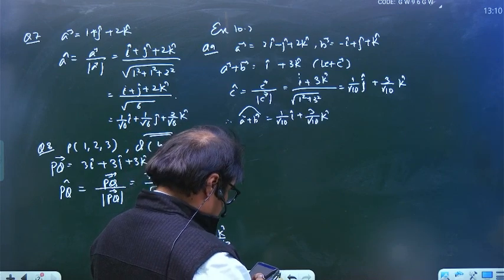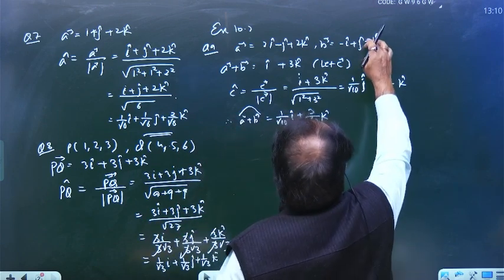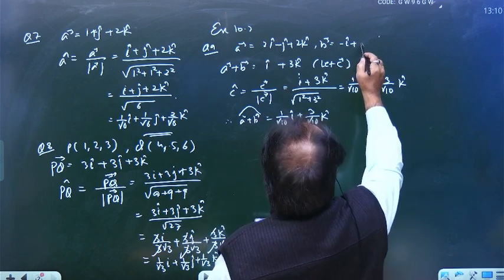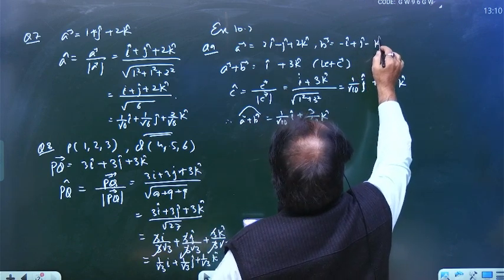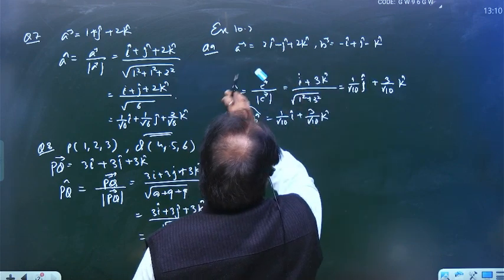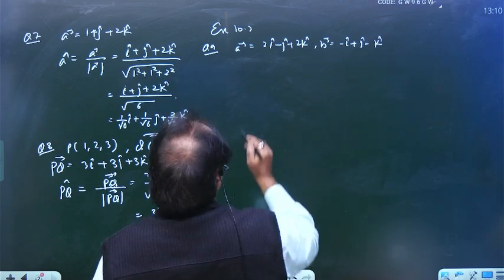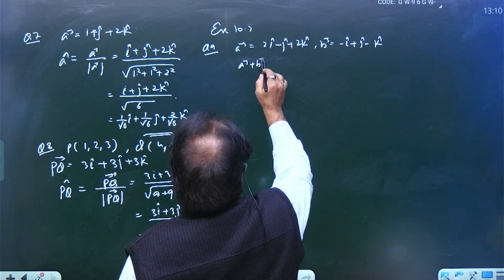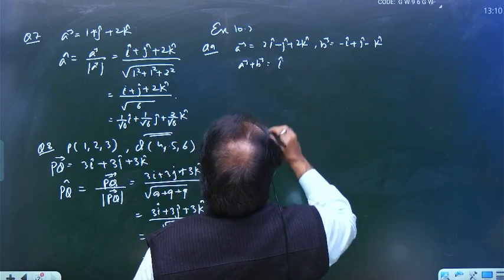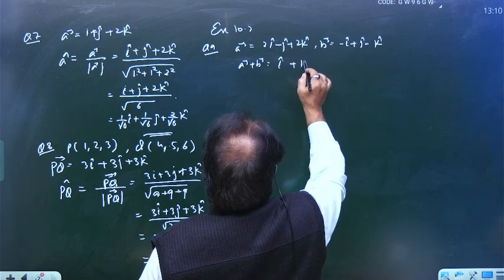Let me check here, it is minus k cap. Here it is minus k cap in the question. I have written it wrong: minus i cap plus j cap and minus k cap. So of course this will change. So vector A plus vector B is equal to 2i minus i, that is i cap, and minus j plus j is 0, and 2k plus minus k is plus k cap.